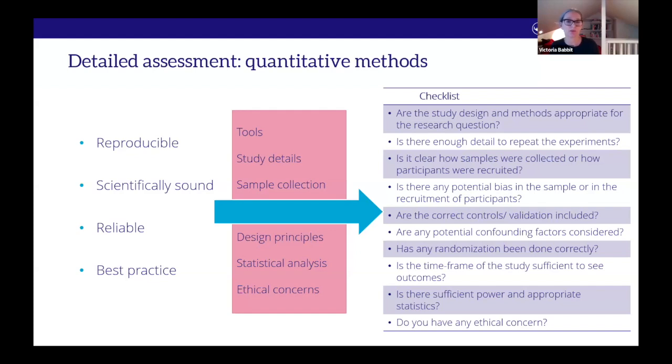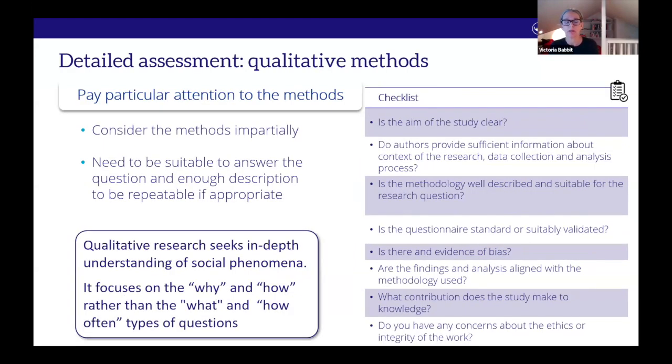And here's some examples from the checklist here. So are the study design and methods appropriate for the research question? Is there any potential bias in the sample or recruitment of participants? Are there any ethical concerns? That sort of thing. But those checklists are a nice resource to help guide you as you assess those different sections.